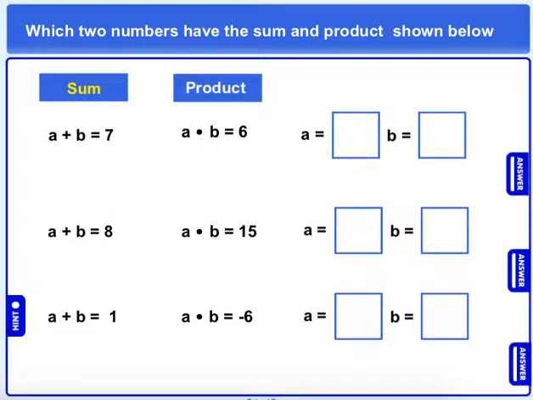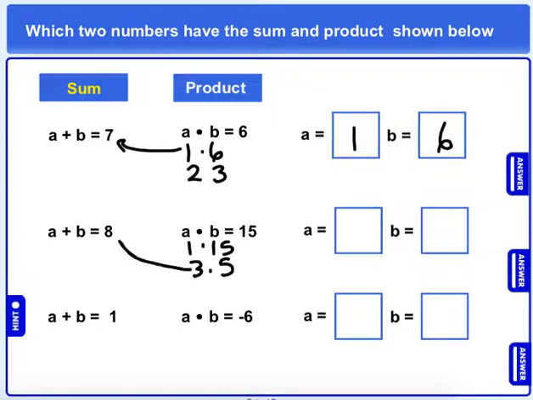Let's try again. We need a sum of 7 and a product of 6. Well, our products that could give us 6 are 1 and 6, 2 and 3, meaning that this 1 and 6 is going to give me a sum of 7. So we have an A of 1, B of 6. All right, sum of 8, product of 15. So we have 1 and 15. We have 3 and 5, meaning that 3 and 5 is going to give us a sum of 8.